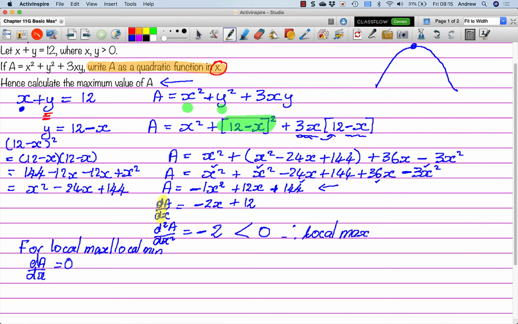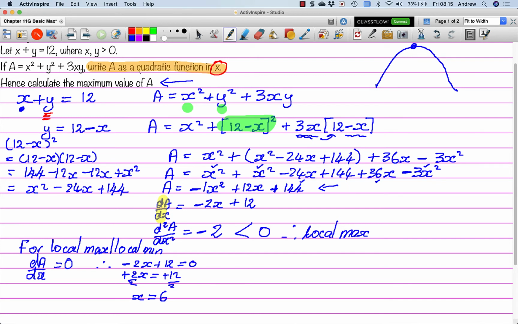So dA dx is minus 2x plus 12. So therefore, I've got minus 2x plus 12 is equal to 0. So minus 2x is equal to minus 12, plus 2x is equal to 12. Dividing both sides by 2, you end up with x is equal to 6. Now, you need to remember from last year that when they say find the maximum value, that means find the A value.